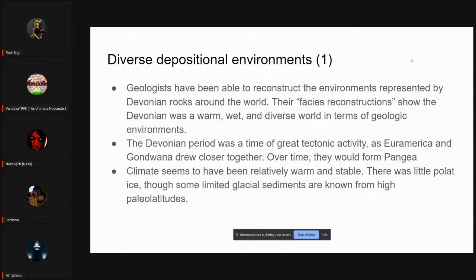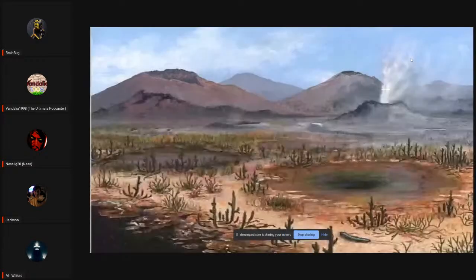Again, those collisions were building up those mountains. But aside from that, it wasn't, you know, a terribly unstable world. There was little polar ice. But we do have, in some locations that have been preserved, known from high paleolatitudes, limited glacial sediments. So you can see tills and glacial marine sediments, but they're not very extensive. So there's a little bit of ice, we know that, but not like the polar ice caps today, and certainly not like some of the ice ages Earth has experienced in its past.